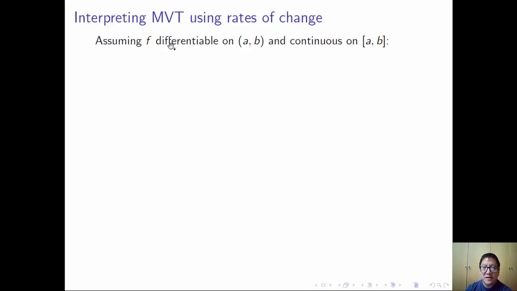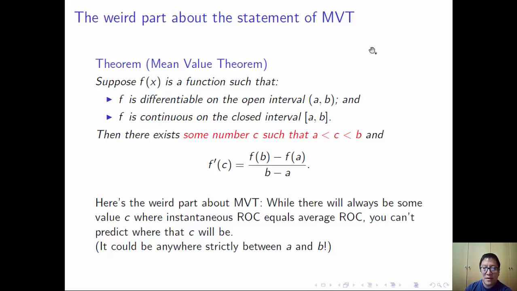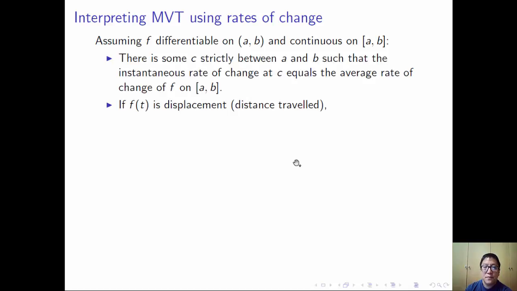So again, assuming f is nice, that is, differentiable on the open interval (a, b) and continuous on the closed interval [a, b]. Remember what the mean value theorem says: that there is some c strictly between a and b such that the instantaneous rate of change at c equals the average rate of change of f on [a, b]. So, going back, the instantaneous rate of change at c is equal to the average rate of change on the closed interval [a, b].